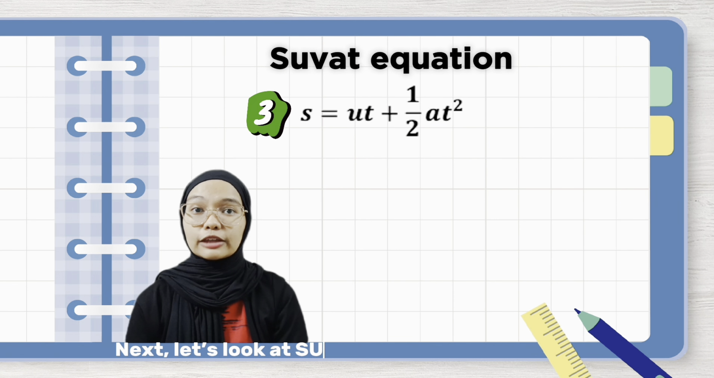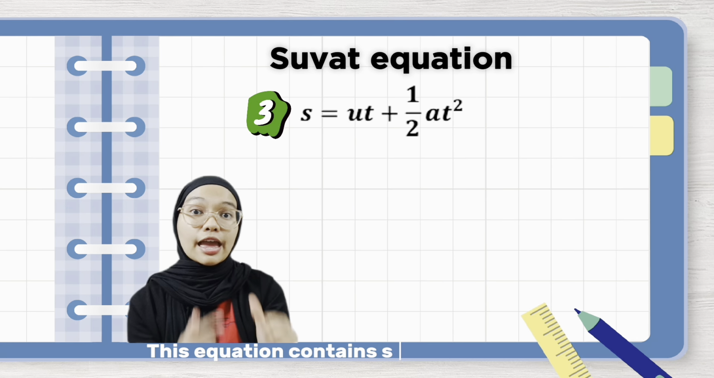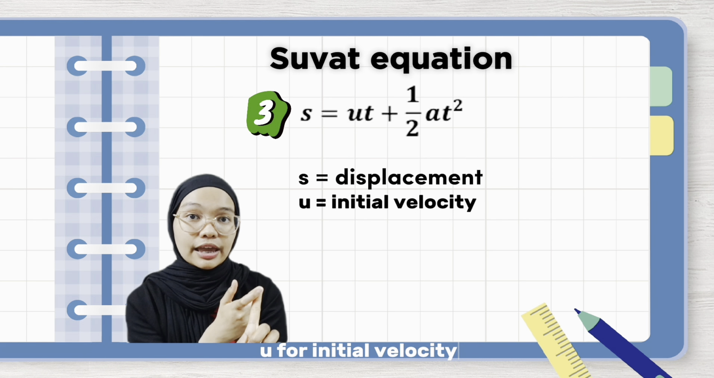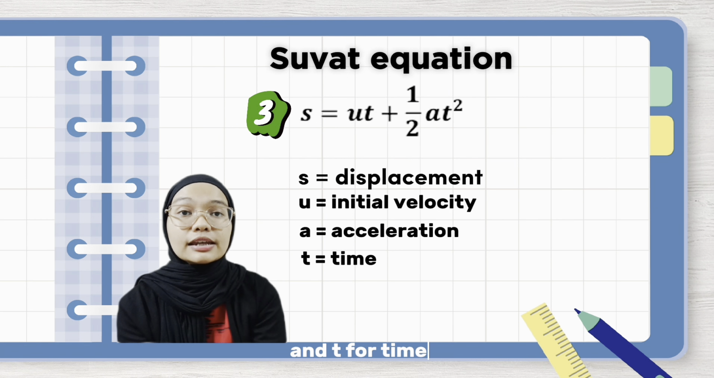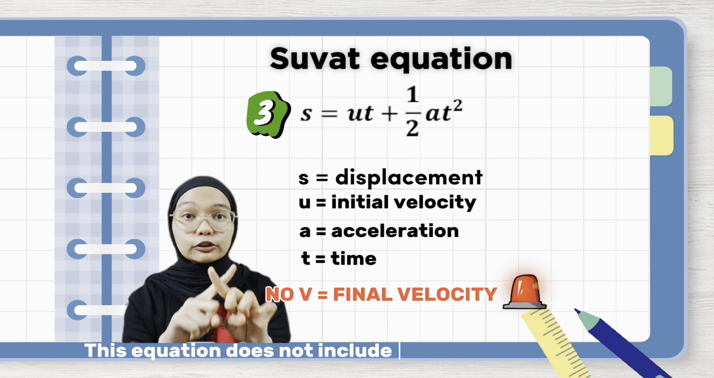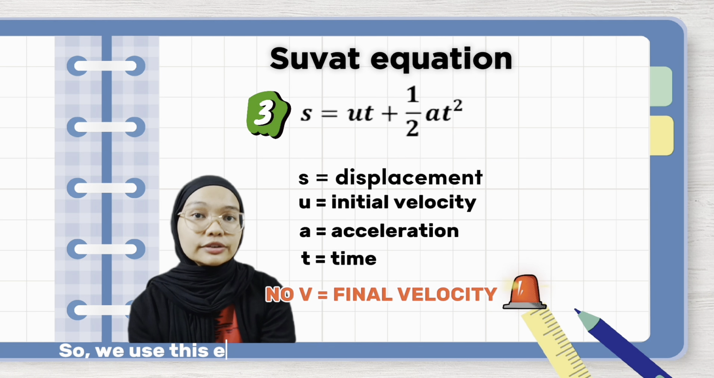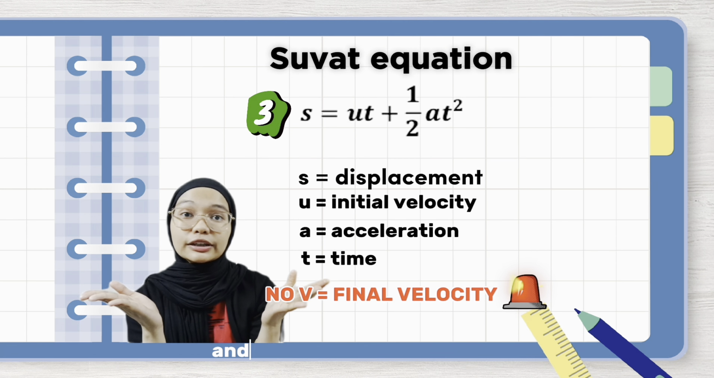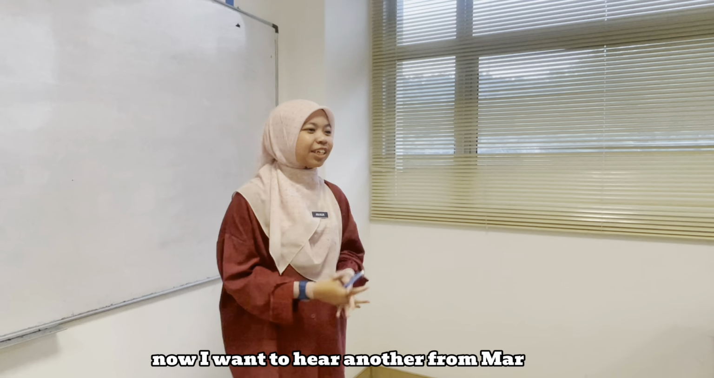Next, let's look at SUVAT equation number 3. This equation contains S for displacement, U for initial velocity, A for acceleration, and T for time. This equation does not include final velocity, which is V. So, we use this equation when the final velocity is unknown and not given in the question. Great job, Irfa. Now, I want to hear another from Marissa.